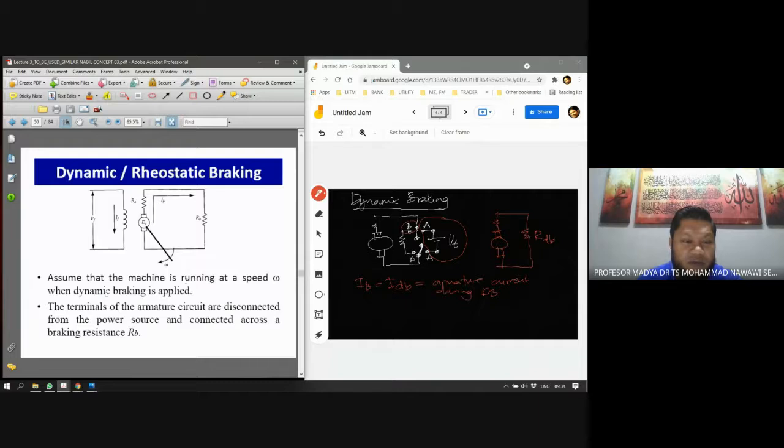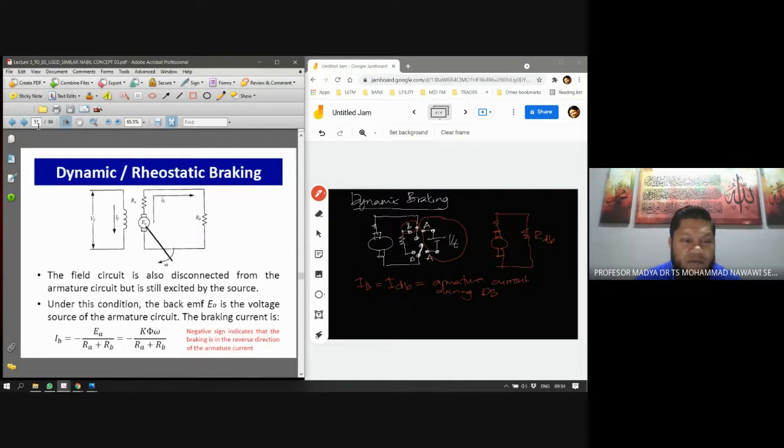Assume that the machine is running at speed omega, then dynamic braking is applied. The terminals of the armature circuit are disconnected from the power source and connected across the braking resistance RB. The field circuit is also disconnected from the armature circuit, but is still excited by the source. Under this condition, the back EMF EA is the voltage source of the armature circuit, and the current is again IB equals EA divided by RA plus RB. If you do the KVL, then you get minus EA over RA plus RB, and you can replace EA with K flux omega M. The negative sign indicates that the braking current is in the reverse direction of the armature current.